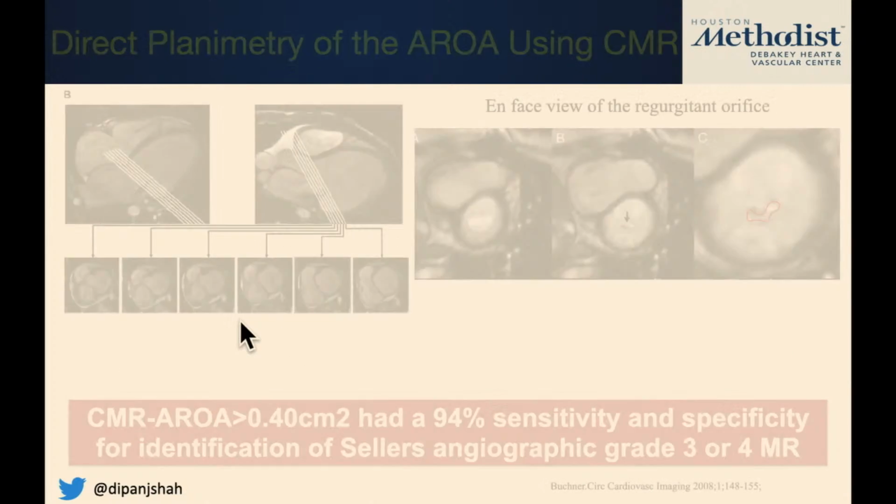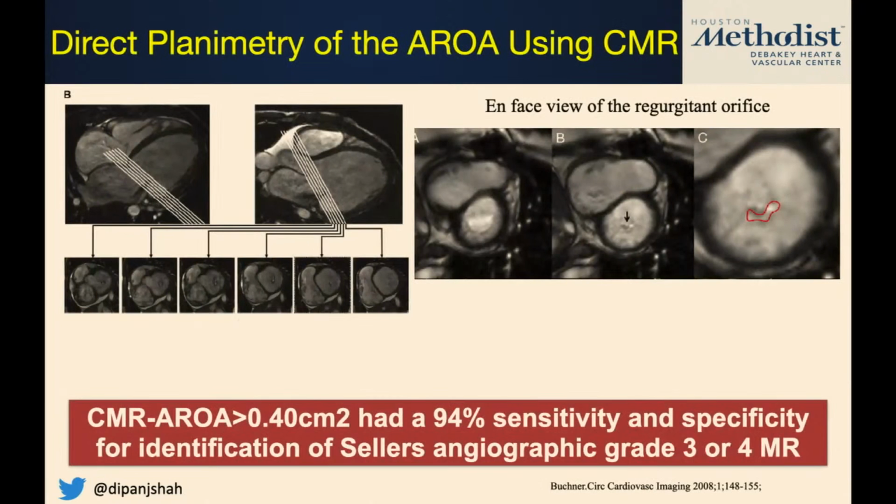In addition to those quantitative methodologies, there are also some semi-quantitative methods that we can utilize to look for corroboration. One is looking at the anatomic regurgitant orifice area. This is done with cine images through the mitral leaflet tips, and we're able to determine the size of the regurgitant orifice area. This is an anatomic area, but there's data showing that an ARO of greater than 0.4 centimeters is fairly sensitive and specific for identification of significant mitral regurgitation.